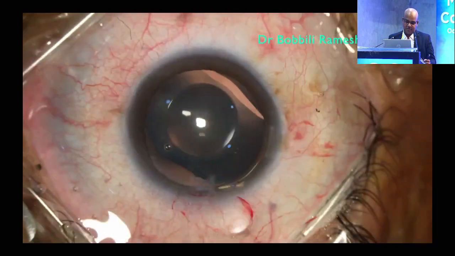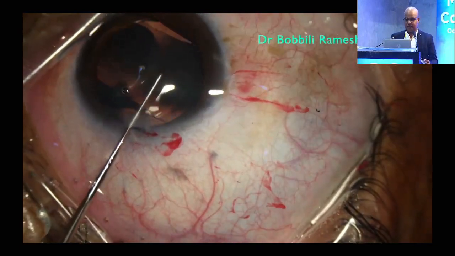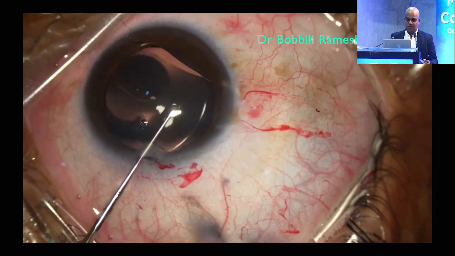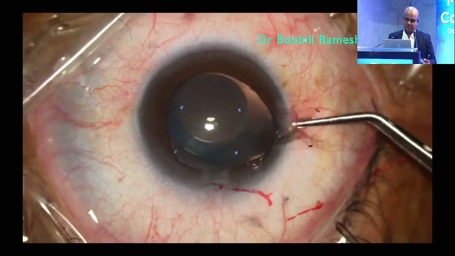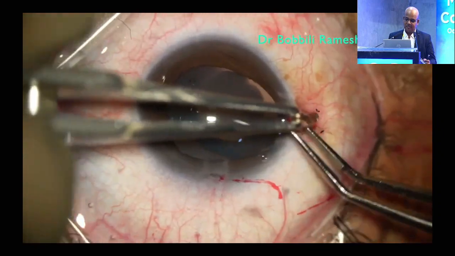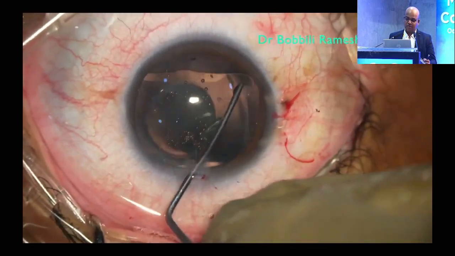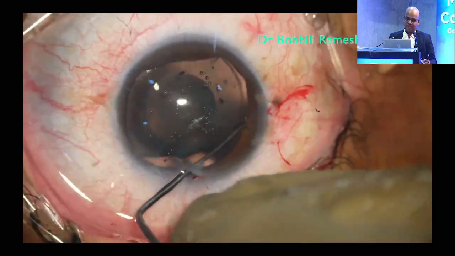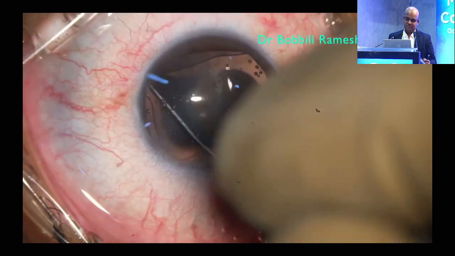This is how it's being done. When we placed the ICL horizontally, it shifted vertically. We noticed that. First, we brought the ICL above the iris, and one footplate was grasped and pulled out. The entire lens can come out. So this exchange was done comfortably.